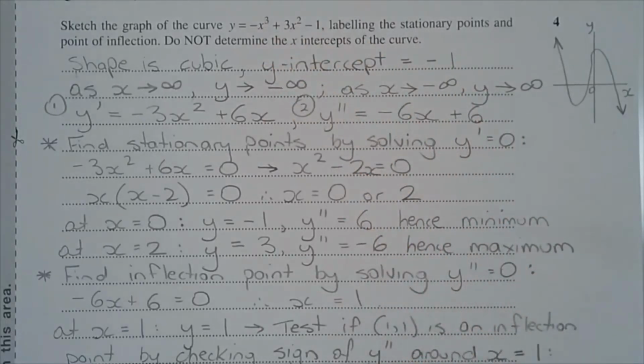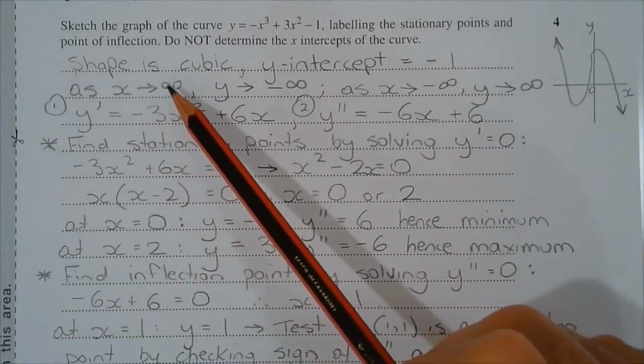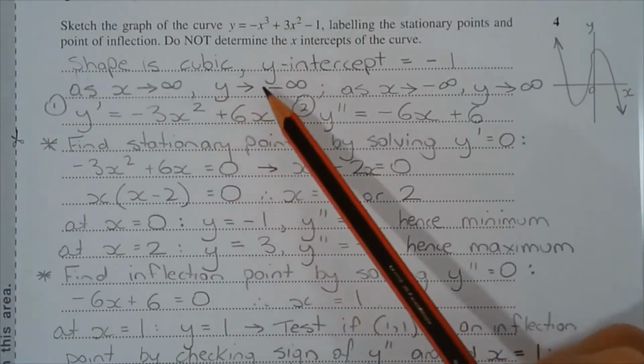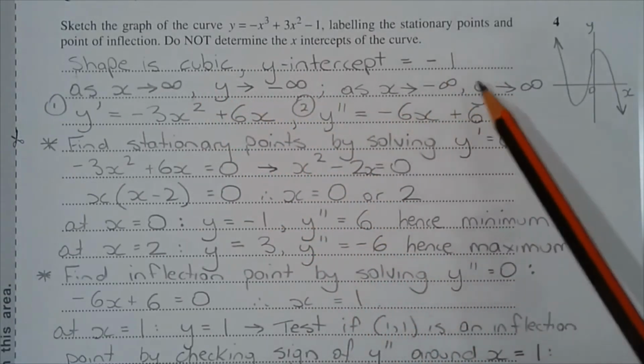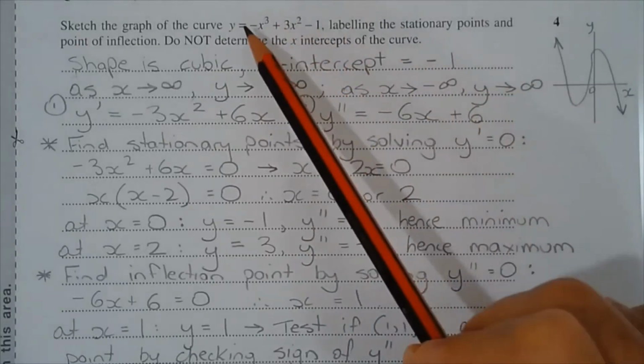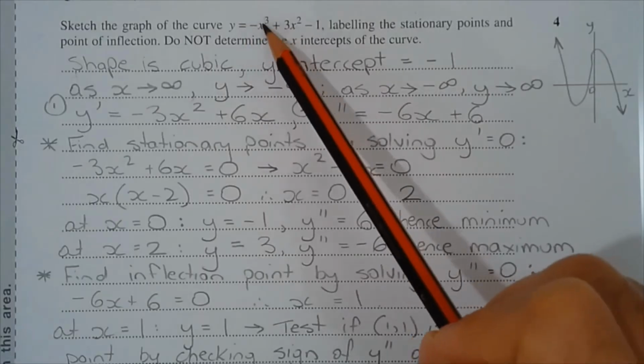Now let's consider the shape of the curve for large values of x and for small values of x. So as x approaches infinity, so x gets really large, y approaches negative infinity, and vice versa. As x approaches negative infinity, y will approach infinity. And that's because of the negative sign here, this is the leading coefficient, of the term that contains the degree.